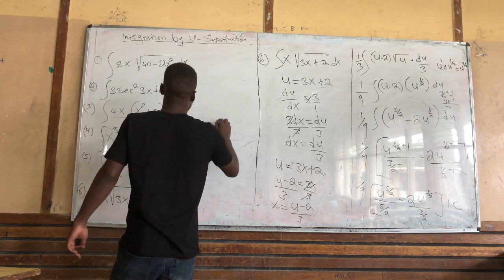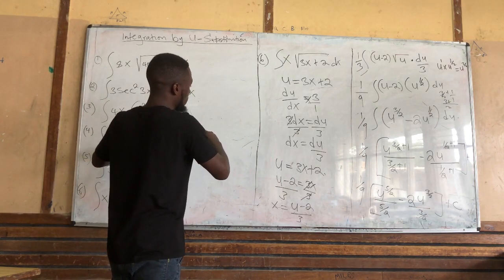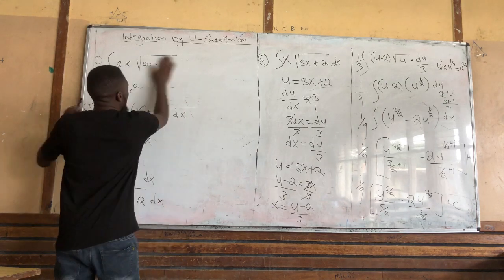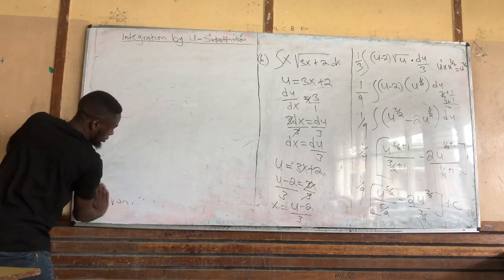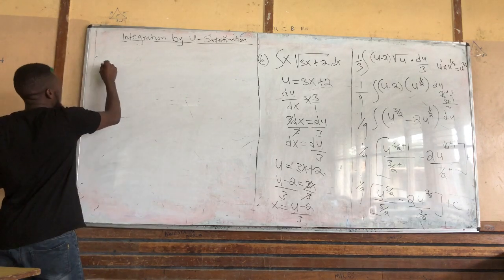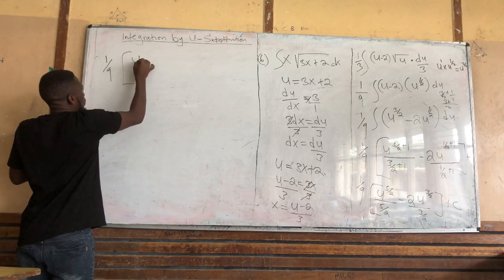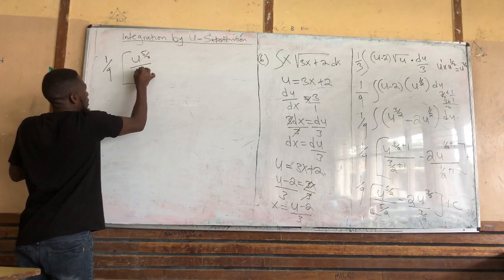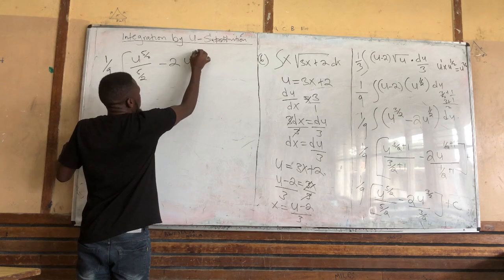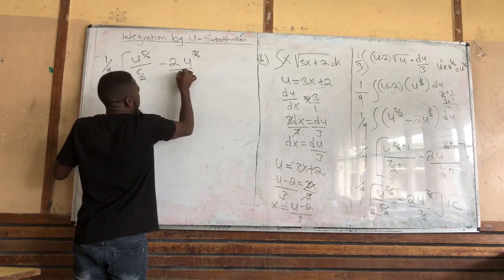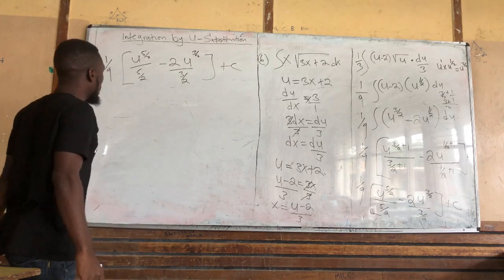Let's bring it this side and see what we get. That says 1 over 9 times u to the power 5 over 2 over 5 over 2, minus 2 u to the power 3 over 2 over 3 over 2, plus c somewhere here. So what do we do next?